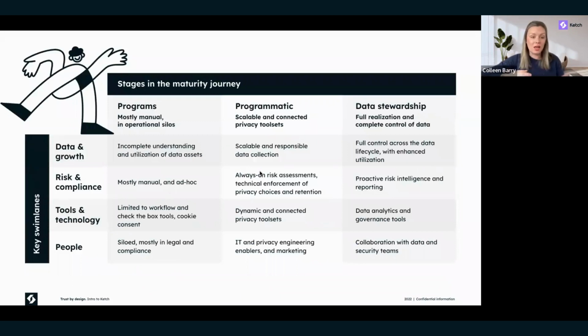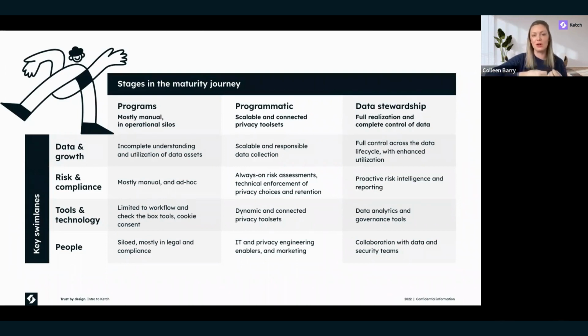What you see in this slide here is that we think about these 4 swim lanes across the maturity journey, often mapping to those initial complexities, right? Data, risk and compliance, tools, people. And this is how we help our customers identify what attributes characterize your business today. It's never black and white, right?